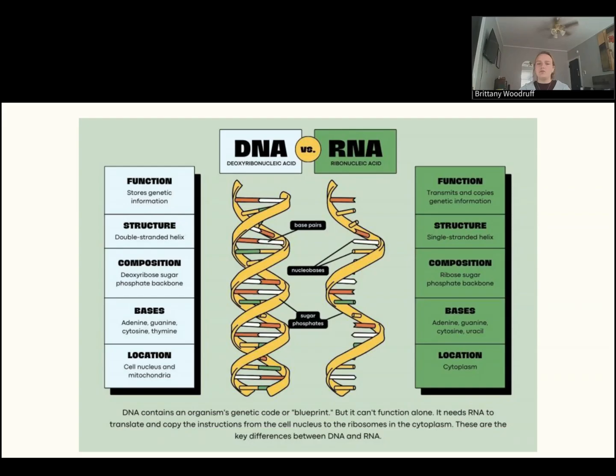DNA has this structure that's like a twisted helix, okay? In DNA, you have 2 strands. In RNA, you are only going to have 1 strand.